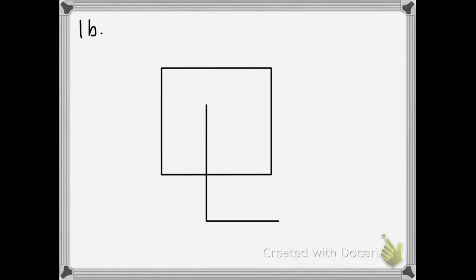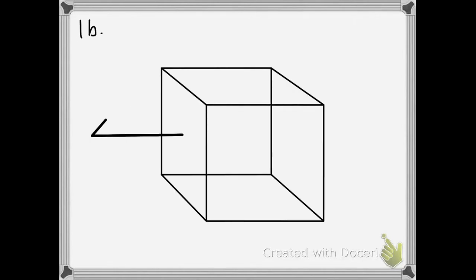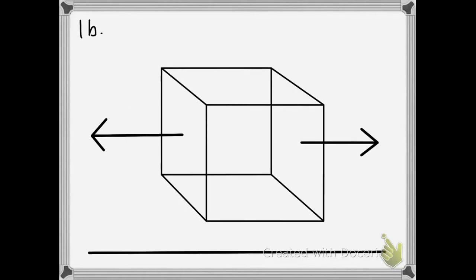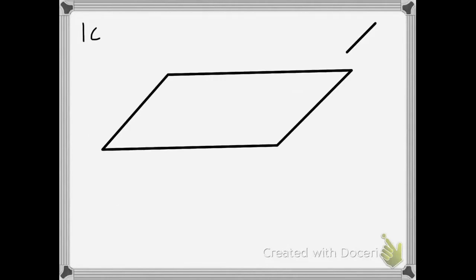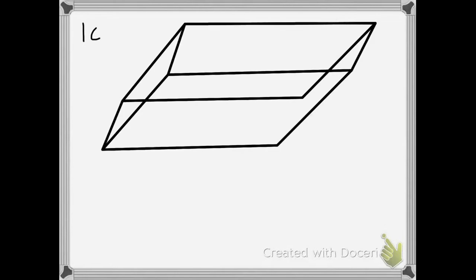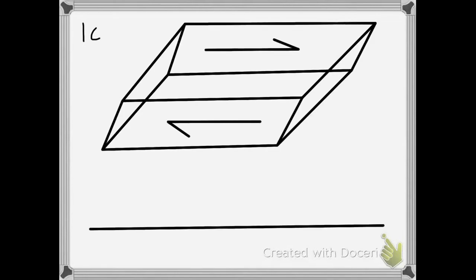Okay, here comes the second form of stress. It's the same box, but it's a different type of stress. What type of stress pulls the box apart? Okay, this is tensional stress. And then the third one, I'm kind of getting fancy by drawing a squash box or a parallelogram. And what type of stress am I showing now? Okay, this is shear stress.